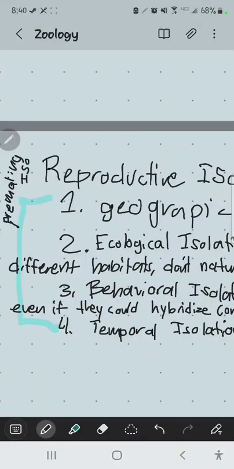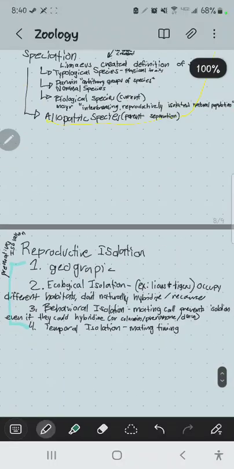So on the test, if you see any indication of time of the year, month, time of the day, if time is what the paragraph is describing, you're going to write temporal isolation as the main mechanism of isolation. Okay, we're on a good track here.